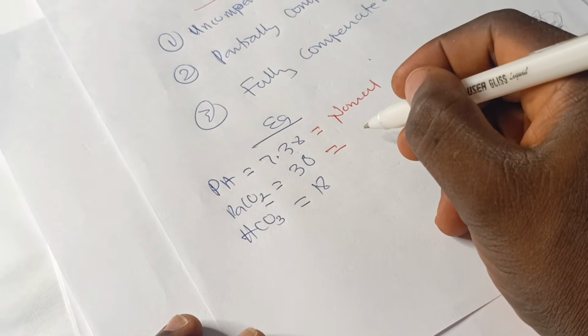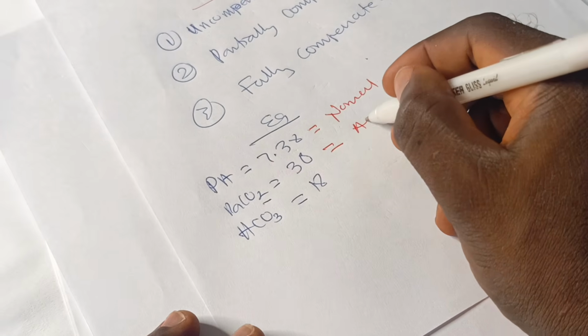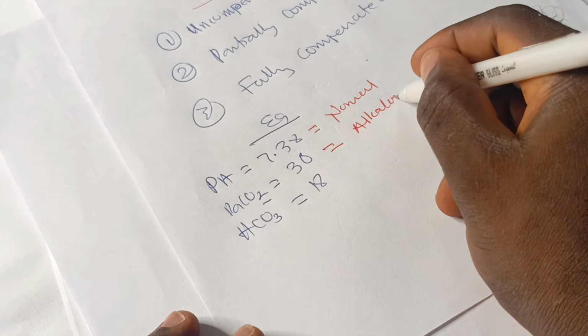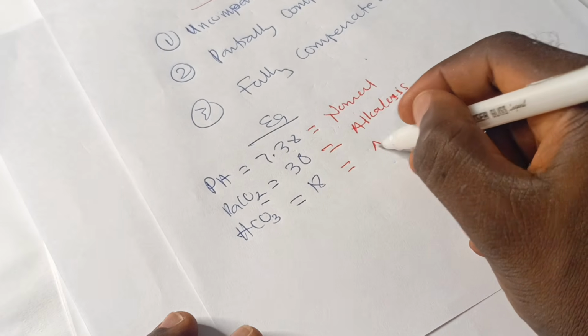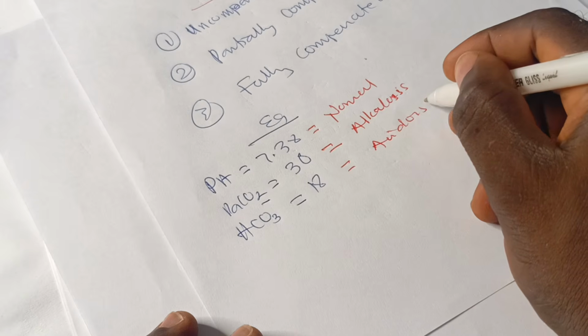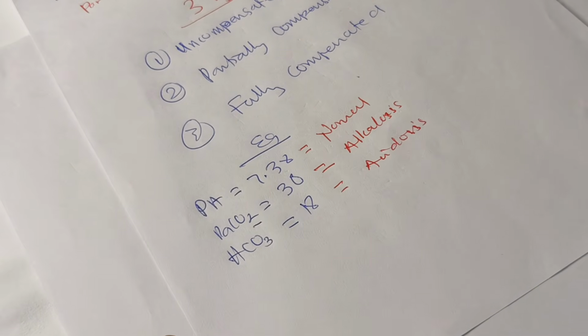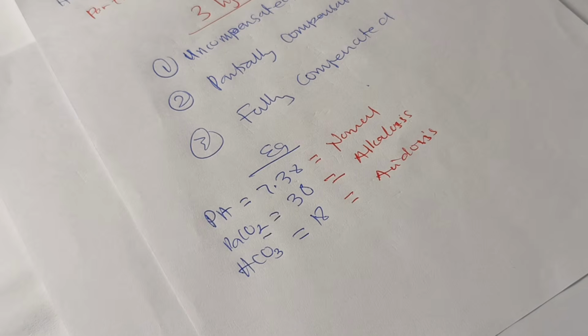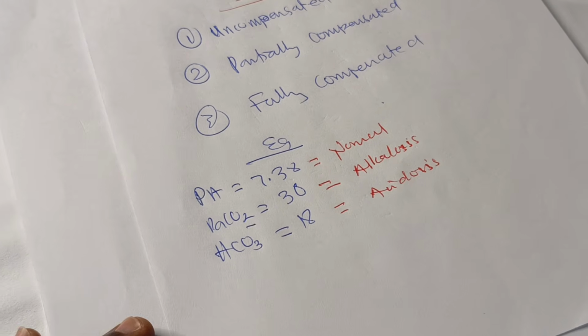This one is showing what? What should have been this? Alkalosis. Then this should have been what? Acidosis. Have you seen it? So all of them are non-normal, but the pH is normal. This means that compensation has occurred.